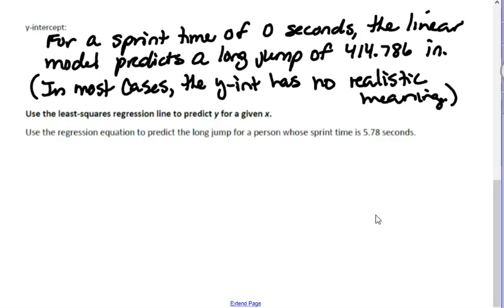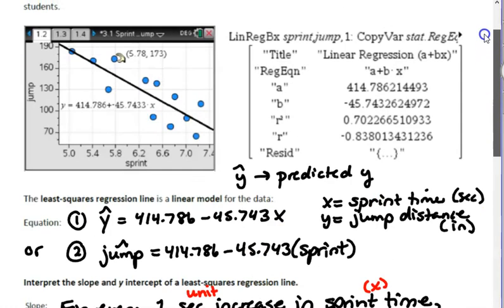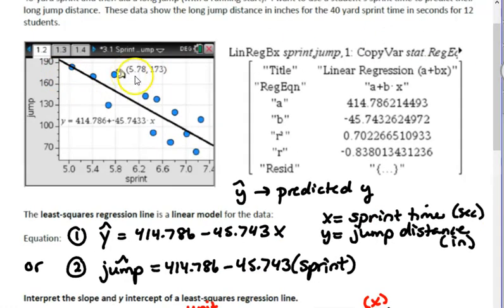Okay, I'm recording this for period 5, so let's stop this and get back on track here. Okay, use the regression line to predict the long jump for a person whose sprint time is 5.78 seconds. If you go back and look at the graph here, I have that point labeled. The person that had a sprint time of 5.78 seconds had a long jump of 173 inches. But what does the regression line predict that their long jump would be?